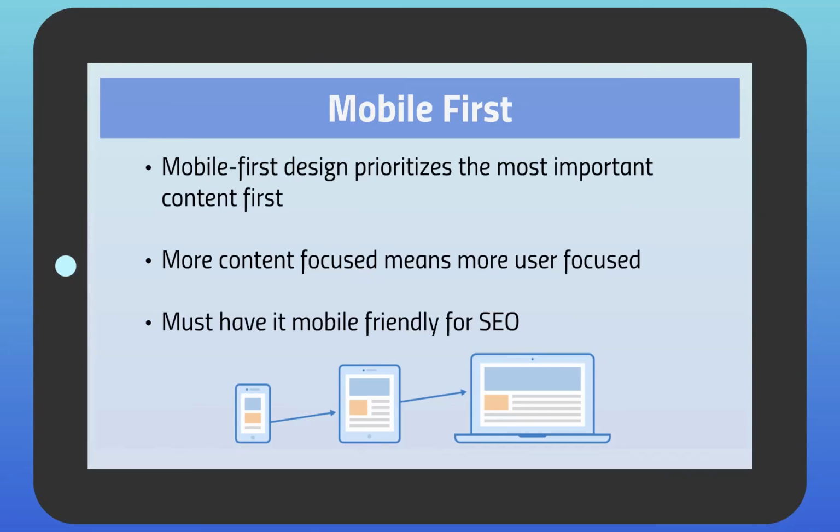Let's talk about mobile-first design and media queries. Mobile-first design means that you start with the smallest screen in mind and then add styles as the screen gets bigger. This keeps your app lightweight and user-friendly. It may seem counterintuitive at first, but mobile-first design prioritizes the most important content.